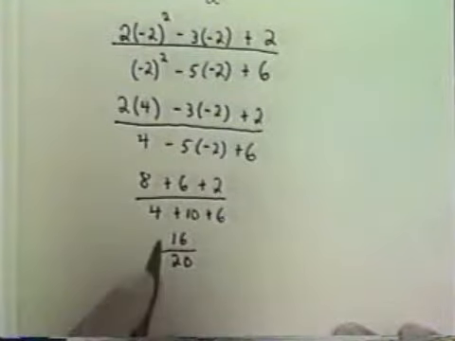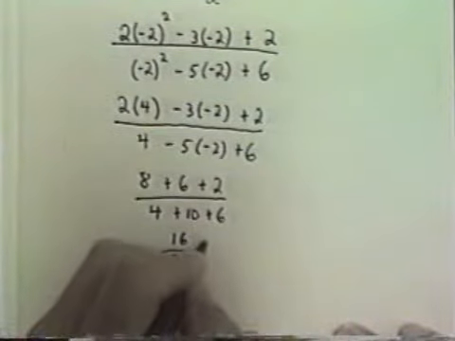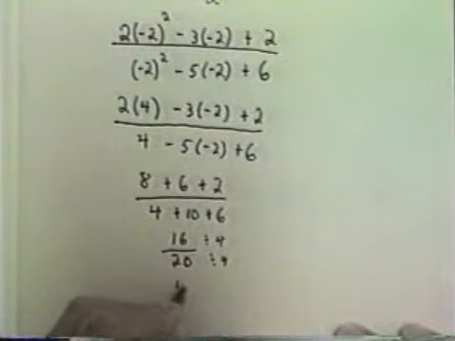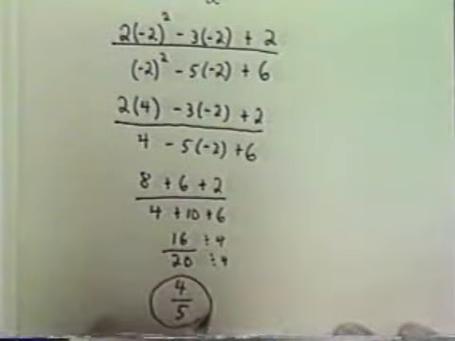And now, of course, I need to reduce 16 twentieths. 4 would divide both 16 and 20, so I can divide both by 4 to get 4/5 as the answer.